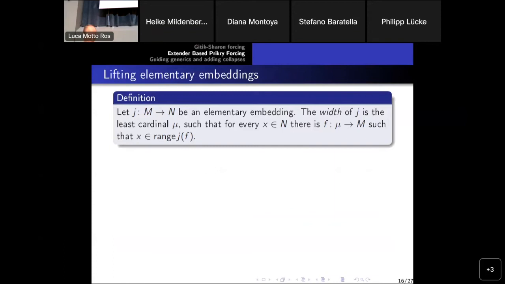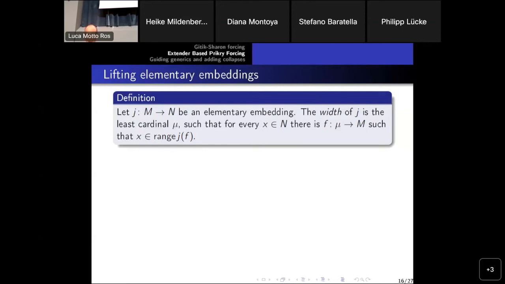Okay, now we need to say a few words about lifting such an embedding, or lifting an elementary embedding like the extender-based one after we do a generic extension by a suitable forcing. The relevant definition here is the definition of width. The width of an embedding is the least cardinal mu such that every element in the target model N is essentially representable by some function with domain mu from N.